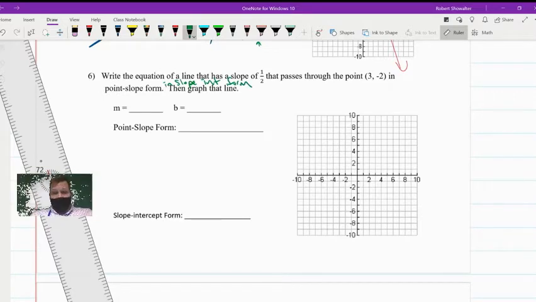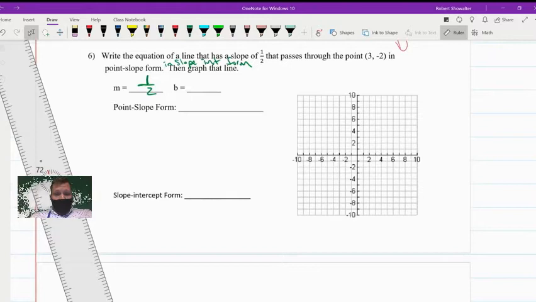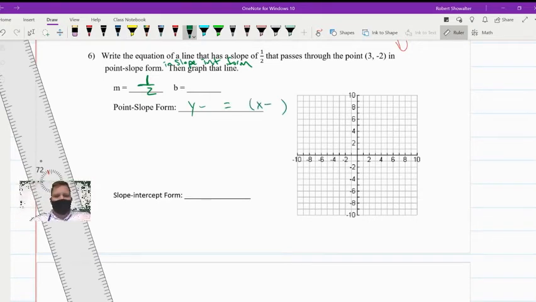In this case, we already have the slope, so that's nice. We're just going to drop 1/2 on the line. We don't have our y-intercept, so we can't just drop it in for b. But what we can do is put it into point slope form first and then calculate that. Whenever we do point slope form, we like to start with that setup. Okay, and then let's go ahead and drop in the parts.